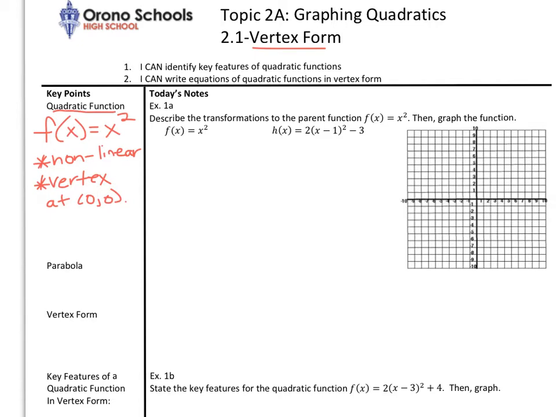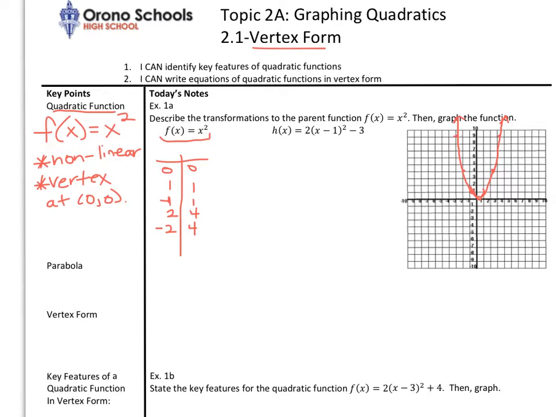From lesson 2.1, it says describe the transformations to the parent function f of x equals x squared. Then graph the function. This would be our parent function. If we made a table, we had a table like this back in topic 1. We know the vertex is 0, 0. If I plug in 1, I would square it and get 1, and the same thing would happen with negative 1. If you plug in 2 and square it, you'd get 4. Same thing with negative 2. Let's plot these 4 points to see what the shape of our graph would look like. There's the basic shape for our quadratic function, parent function.